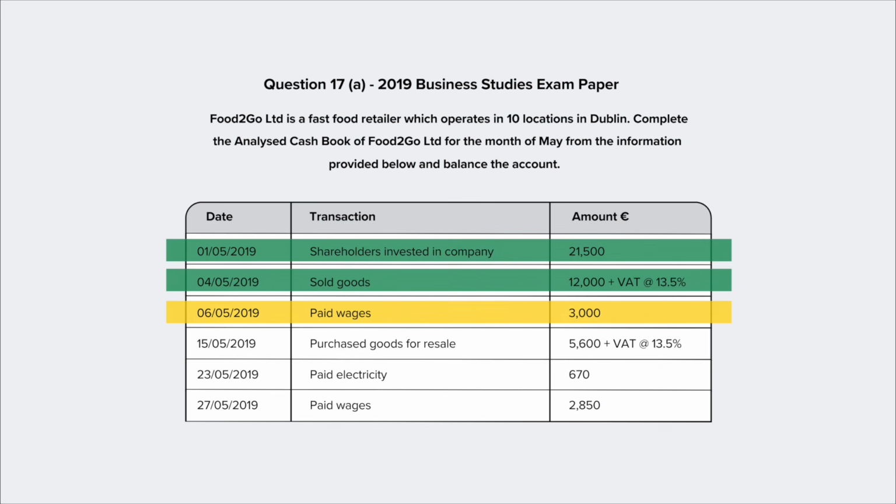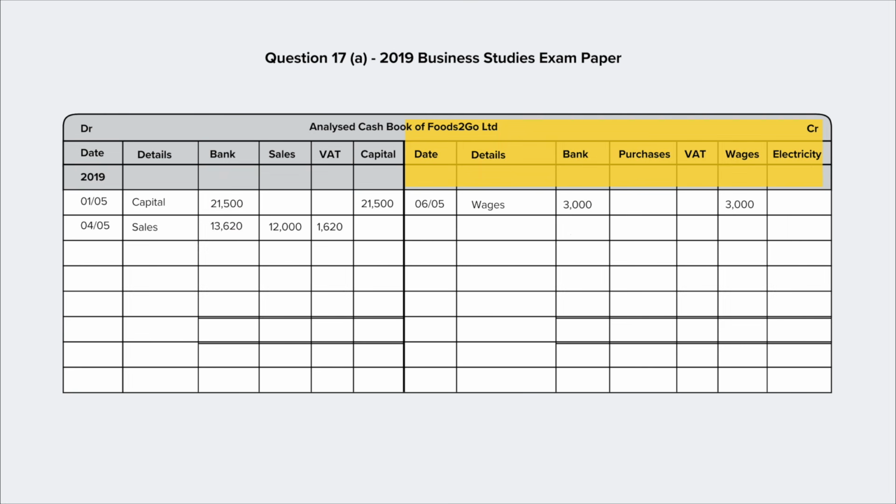Next, we see we purchased goods for resale on the 15th for 5,600 euro plus VAT of 13.5%. We purchased them, which means we bought them, so that means that's money going out of our business, and that will go onto the credit side of the cash book or the right hand side. Same thing again here, insert the date and details and have a look over for the purchase column. Insert our amount of 5,600 euro, and again, like on the previous transaction that included VAT, we must find out what 13.5% is.